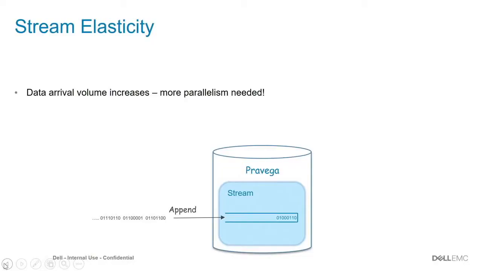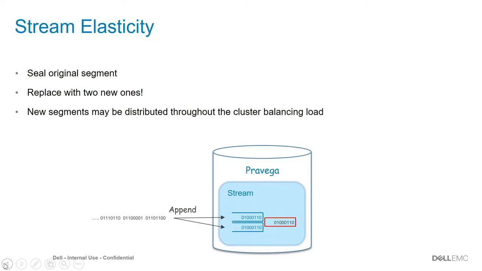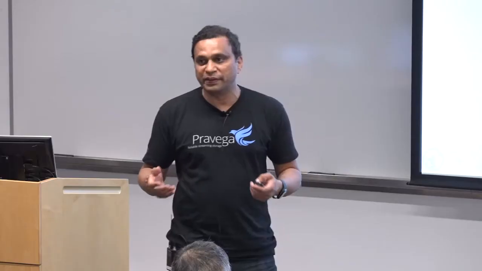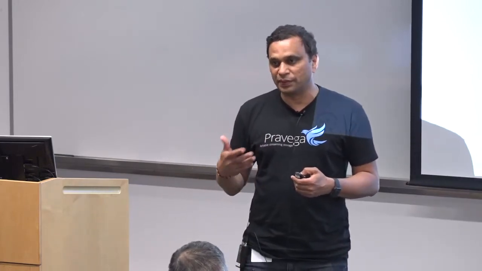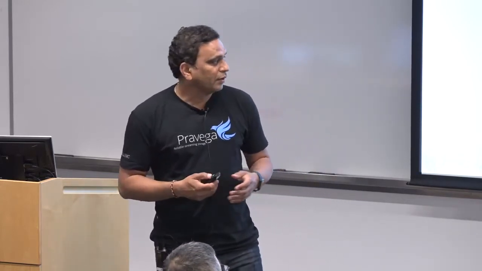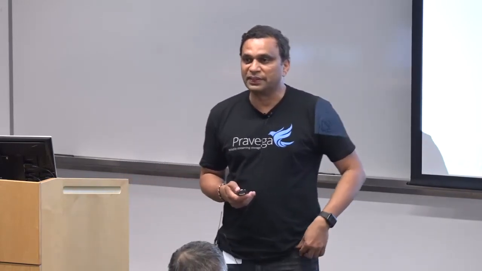Now, stream elasticity. Let's assume you have a stream with a single segment to start with, and you're writing to it. Once your load increases, obviously one single segment can't handle it, so what do we do? We seal that segment and split the routing keys between two other segments. We create two segments, and these can be put on different boxes. In fact, Pravega does this based on policies that you can associate with the stream. Today, those policies are the rate at which the data is coming in, both in terms of number of events and volume of data. So it does this automatically, and you can keep splitting and spreading out the segments on different boxes.